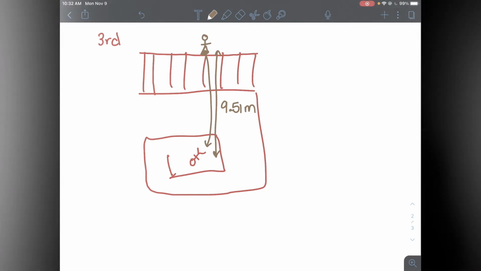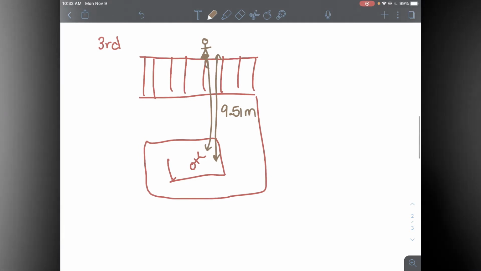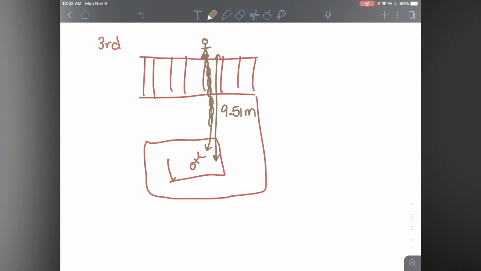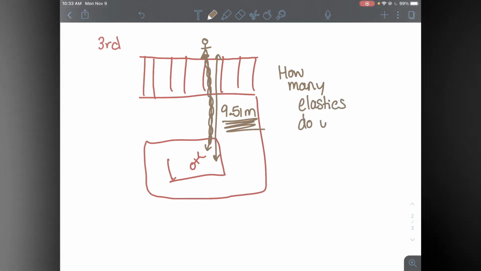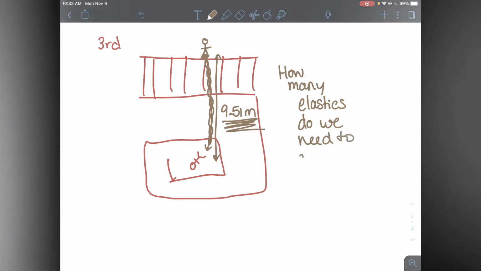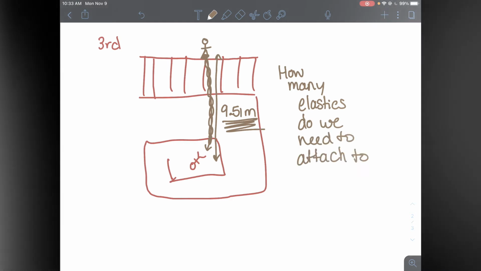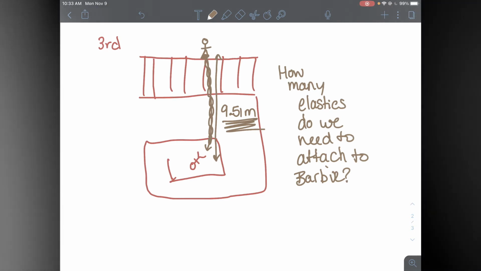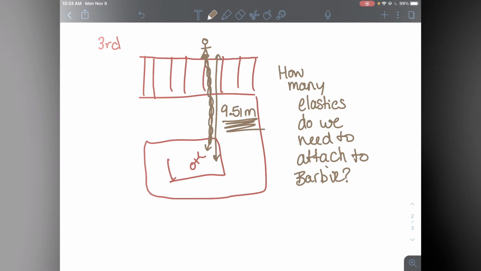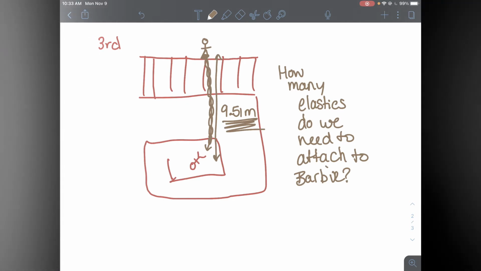So we know the distance Barbie has to drop, but we need to figure out how many elastic bands we need to attach to her so that she's able to fall this distance. So the question you're trying to figure out in this assignment is, how many elastics do we need to attach to Barbie so that she can make it down to the 1st floor to help Ken? So how would we know that?